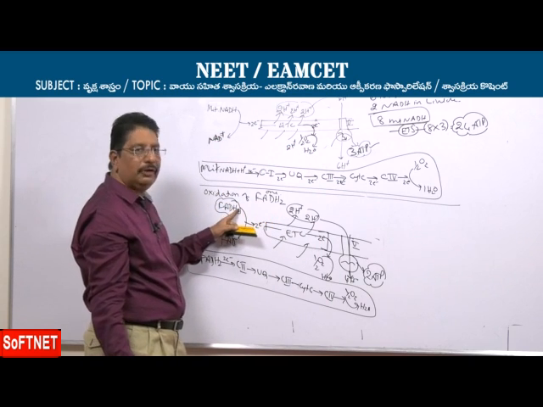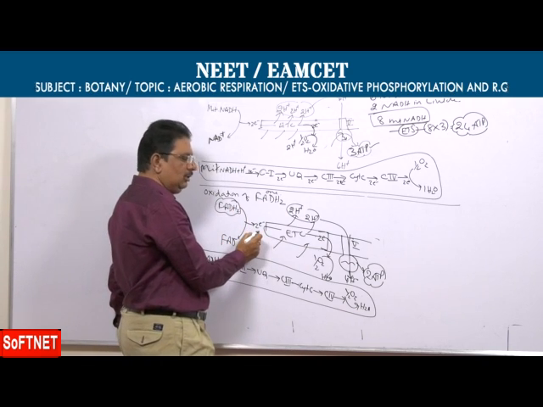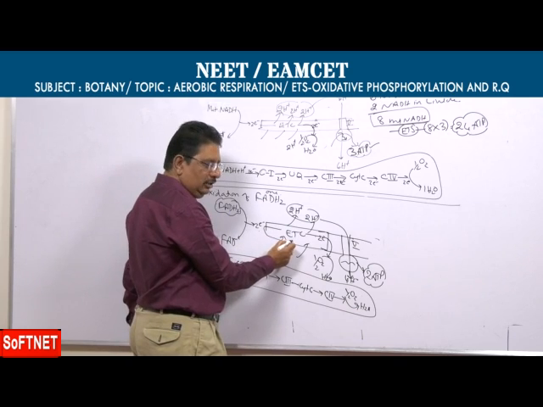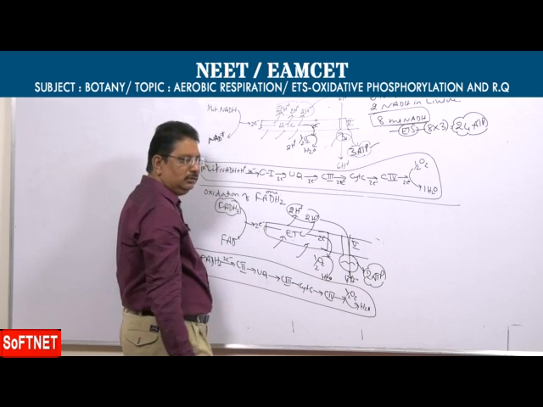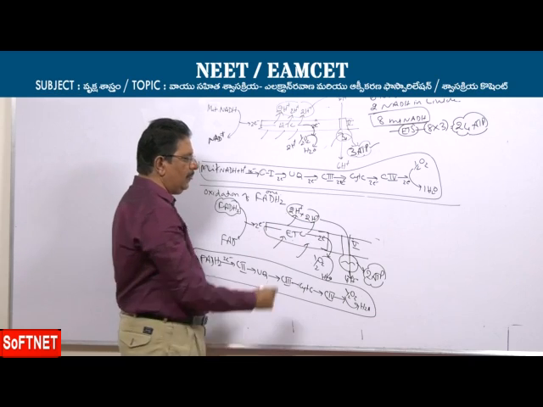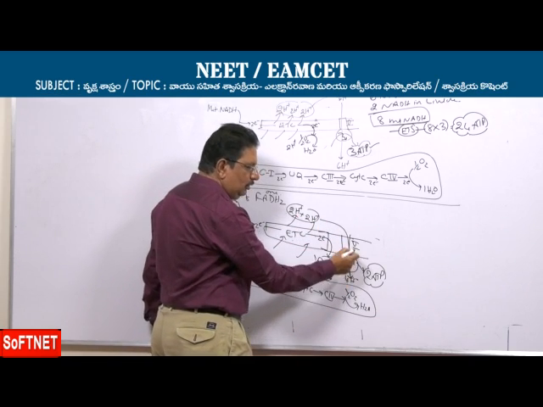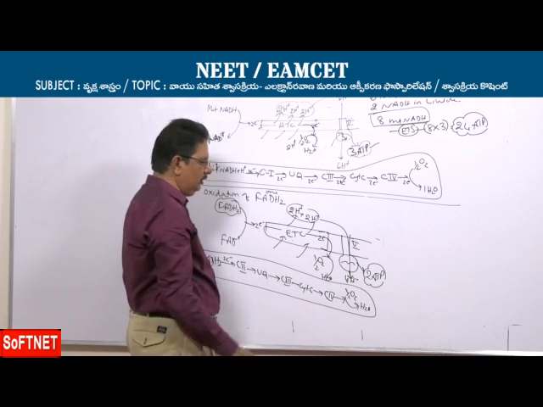1 molecule of FADH2 on oxidation releases a pair of electrons, passing through ETS, finally accepted by oxygen and forming 1 water, during which 4 protons are accumulated and these 4 protons return through complex 5 to form 2 ATP.